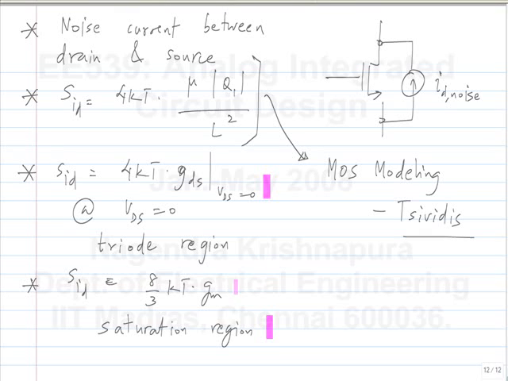Clearly, in triode region, gm is very small, so this will give nearly 0. And in saturation region, GDS is very small, so this will give nearly 0. That does not mean that the noise is 0. It only means that the wrong expression is being used. Any questions?